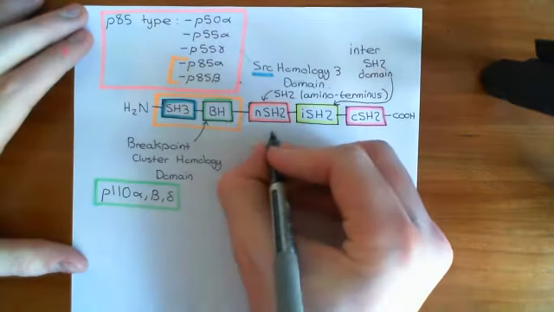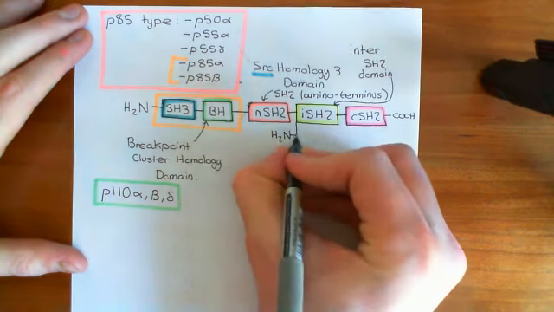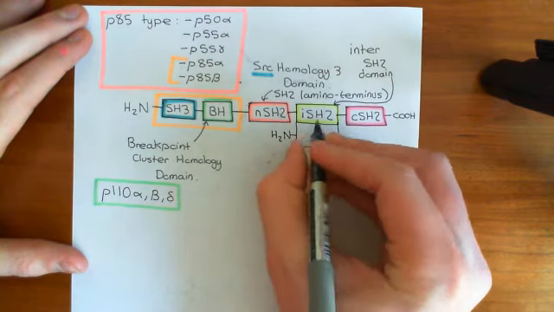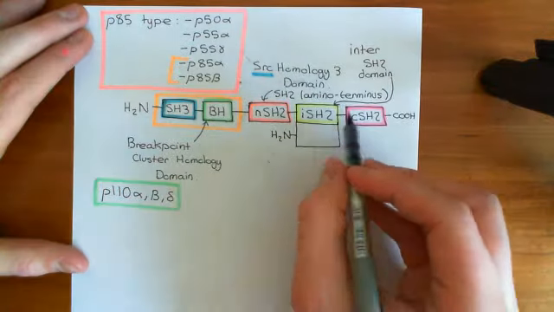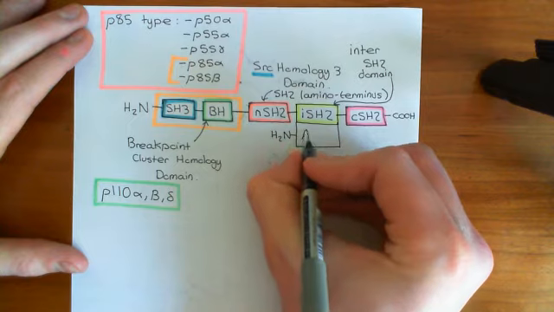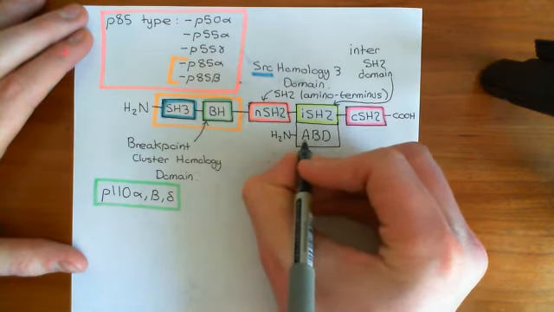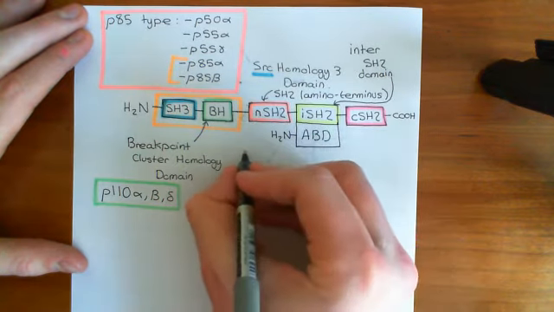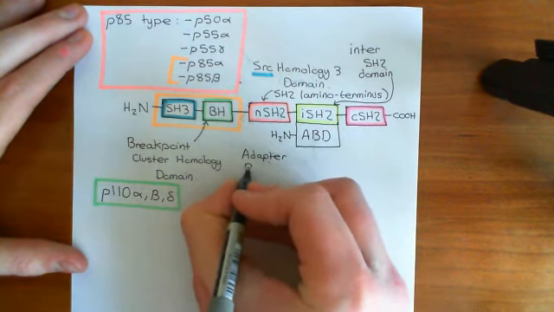Okay, so we'll start with the amino terminus here. And the first really important domain is going to be the domain which binds to this inter-SH2 domain, and this is how the regulatory domain associates with the catalytic domain here. Okay, so this is the ABD domain here. And this stands for adapter binding domain. So the A is for adapter and the BD is for binding domain.